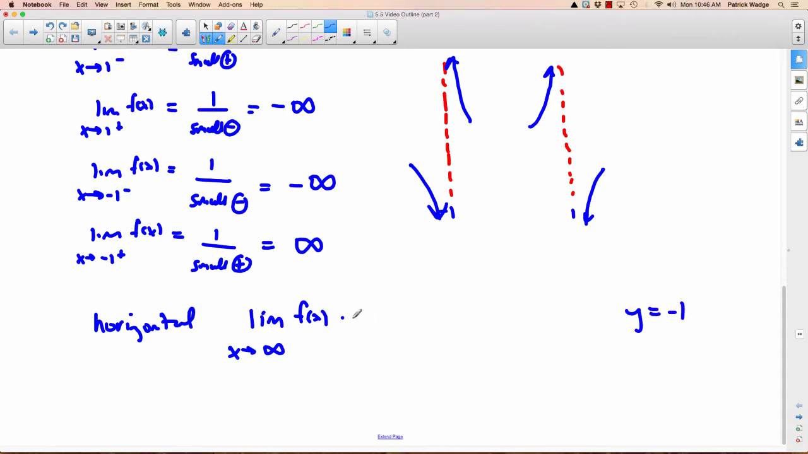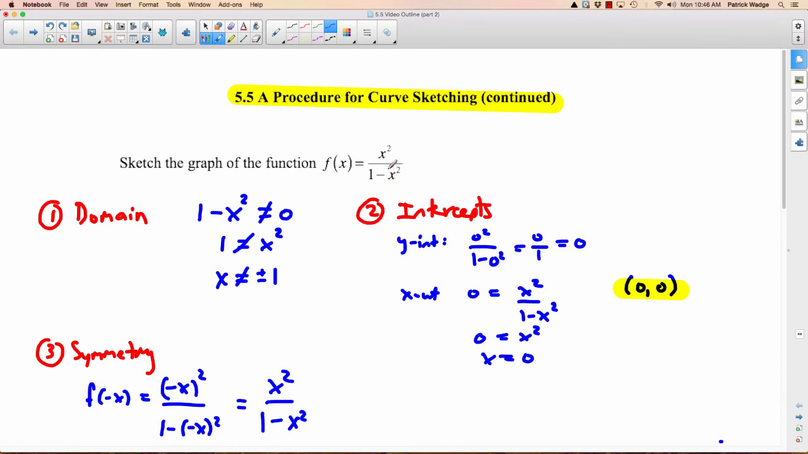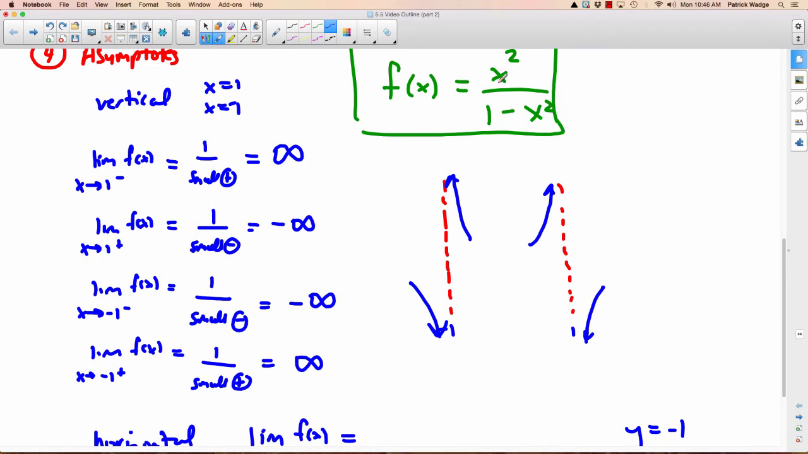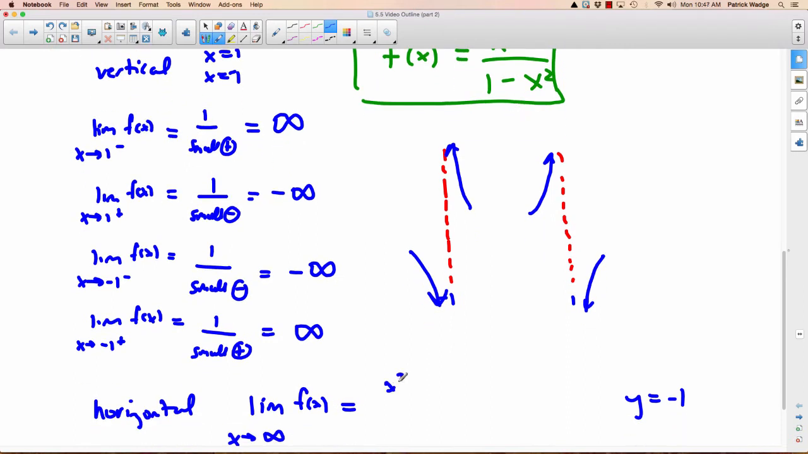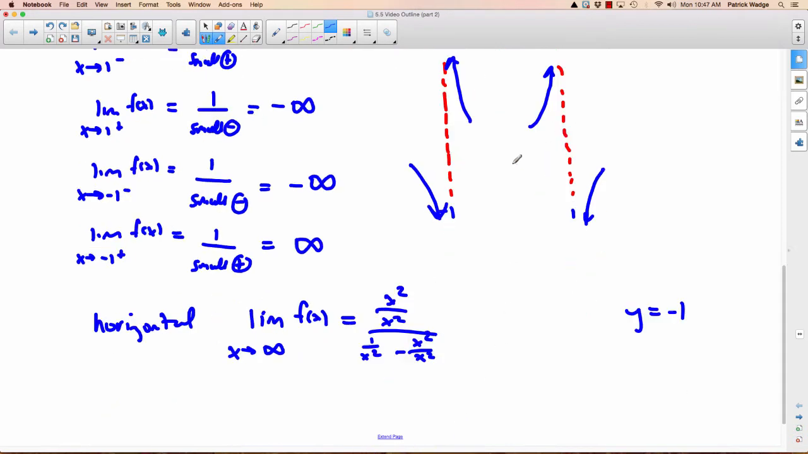The other way you could do it, though, is you divide every term in here by the biggest degree. So you're going to divide everything by x squared. So I would have x squared over x squared, and then 1 over x squared, minus x squared over x squared for this last term here. Okay, then we simplify. x squared over x squared is 1. 1 over x squared, we can't simplify that. And then x squared over x squared is 1 again. And oh, we should still be doing the limit, as x approaches infinity.